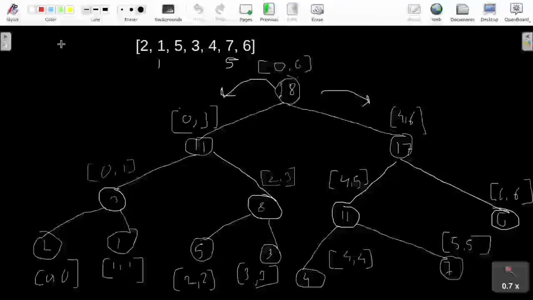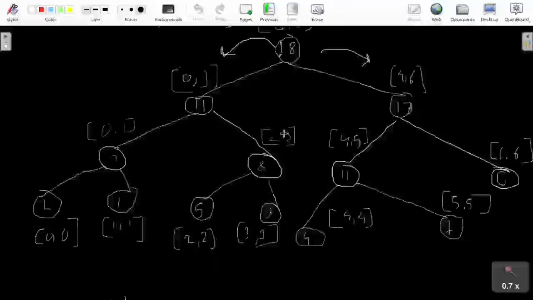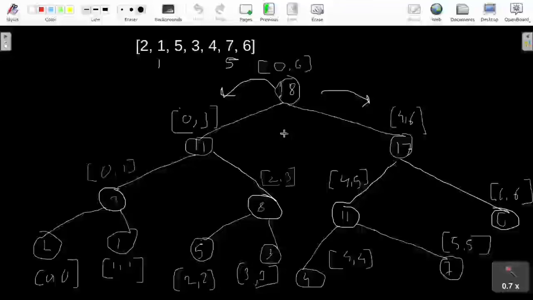So I have taken the same array, and on this array I have already constructed a segment tree. I'm really sorry for this bad drawing. Actually, I am using a mouse. I don't have a pen and that stuff for drawing these things. This is the best I can draw using the mouse. Sorry for this, but I will give my best to make you guys understand.